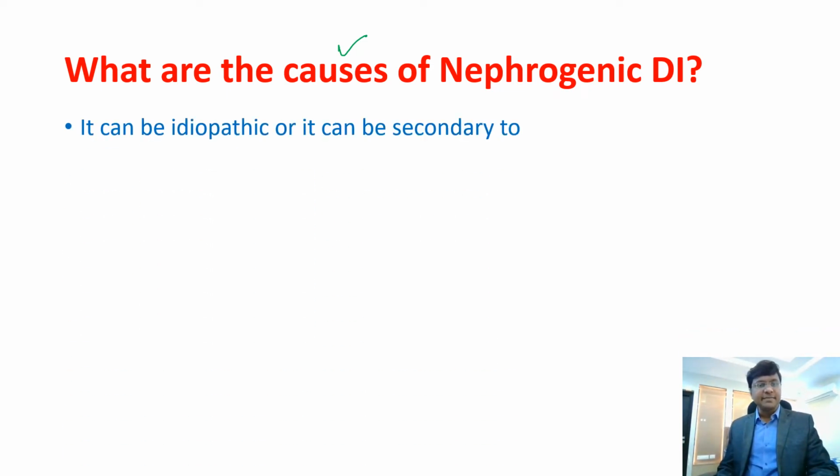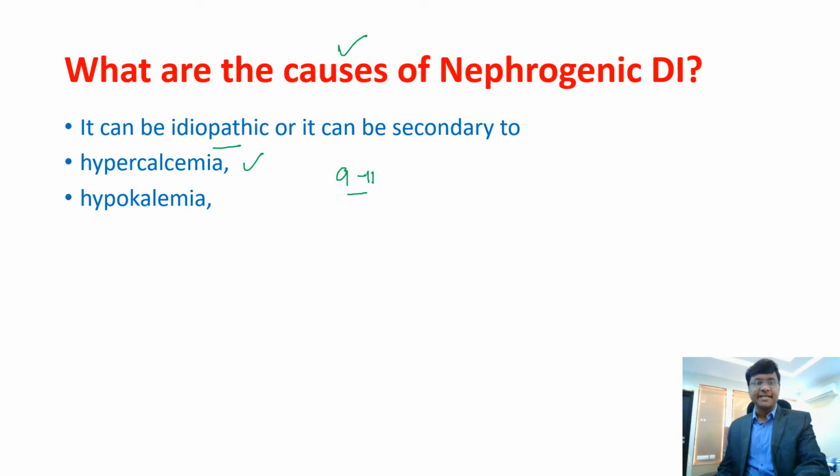Okay, so it can be idiopathic or it can be secondary to hypercalcemia. We have a clinical entity called nephrocalcinosis, where whenever the individual has excess calcium, normal calcium levels are 9 to 11 milligrams per deciliter. And when the calcium level is more than 11, it can get deposited within the kidney, wherein there will be resistance to the action of antidiuretic hormone. So there is one etiology, that is hypercalcemia.